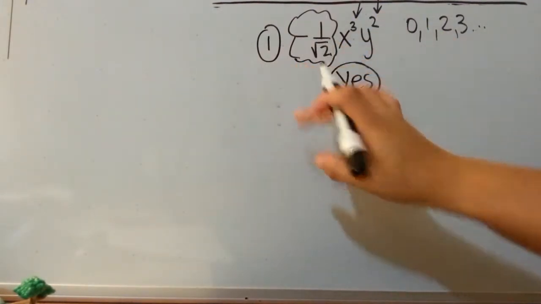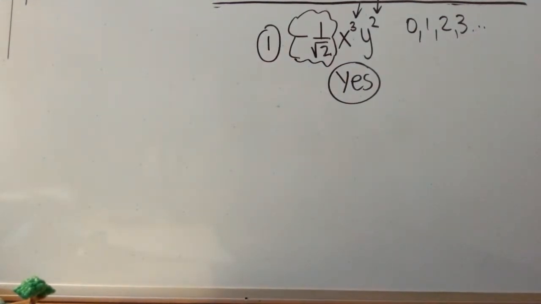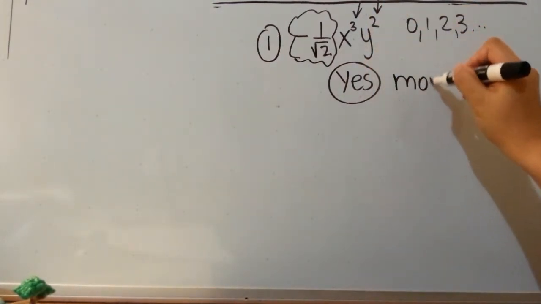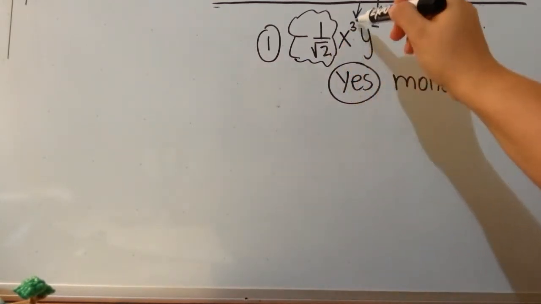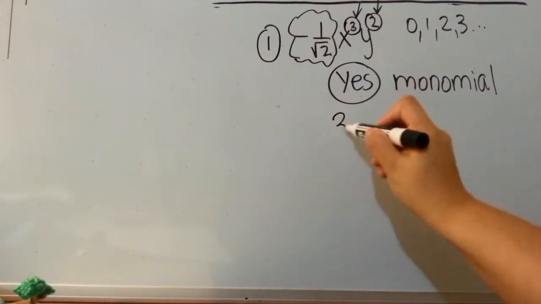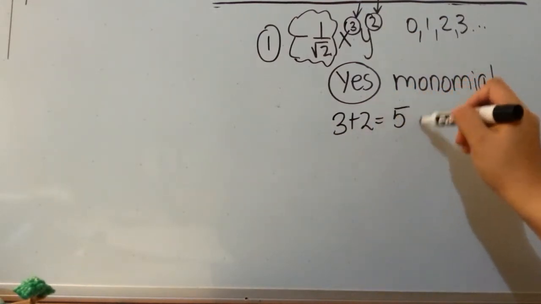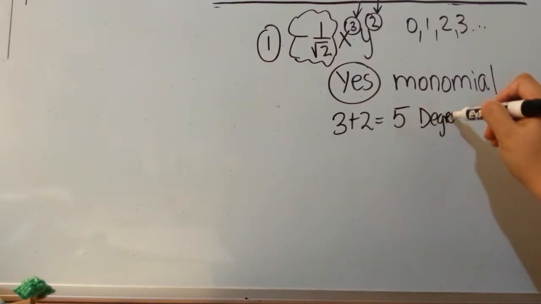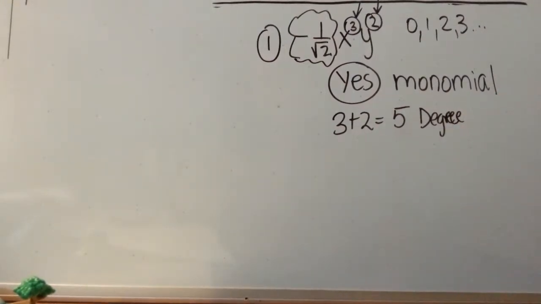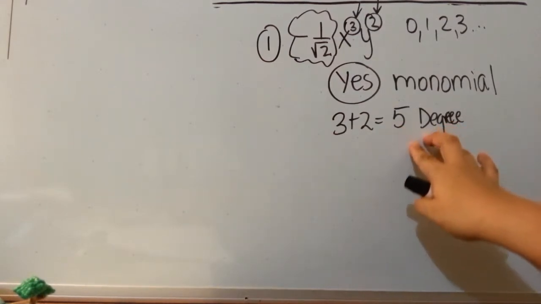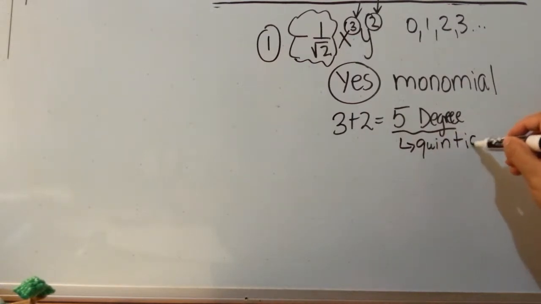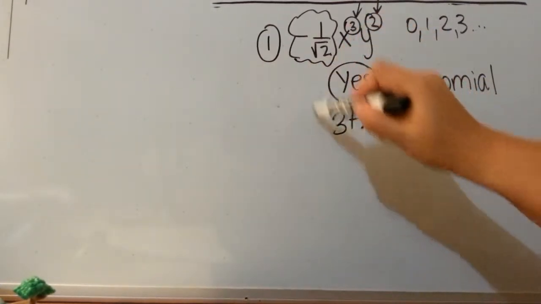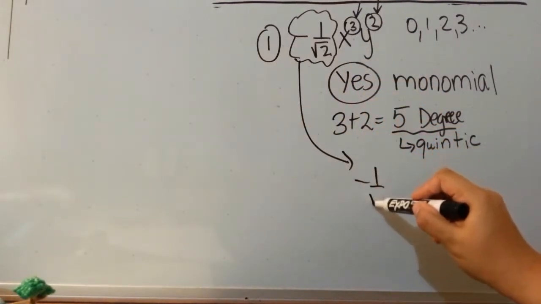The next question wanted to know, how would you classify this based upon the number of terms? Well, there's only one term, so it would be a monomial. Then it wants to know what is the degree. Well, it's a monomial, so the degree has to be the sum of the exponents. So 3 plus 2 is 5. So it's degree 5. And how do you classify it based upon the degree? A degree 5 polynomial would be called a quintic polynomial. And what is the leading coefficient? Well, I already established that. It's negative 1 over radical 2.